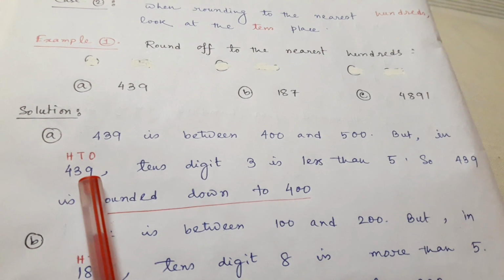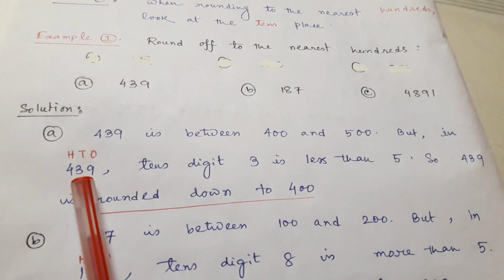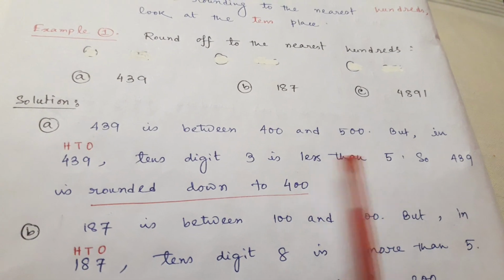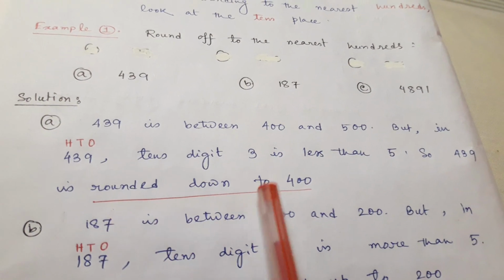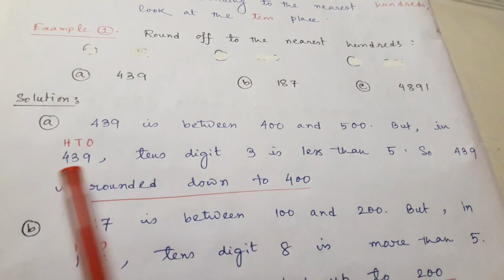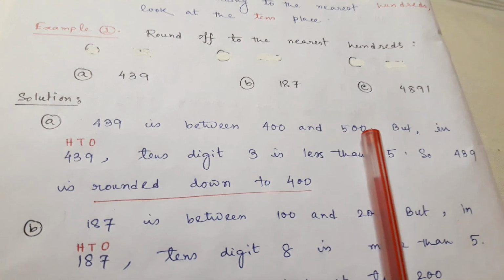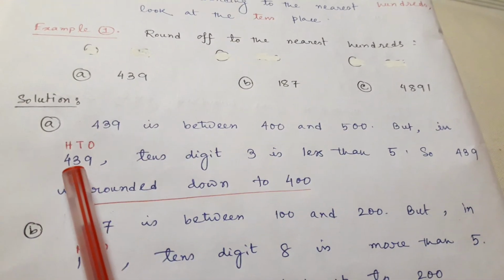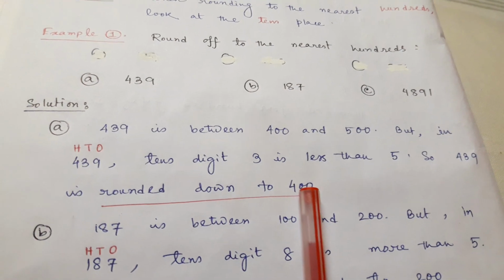Now in 439 we are looking at the tens digit. Here the tens digit is 3. Now see, tens digit 3 is less than 5. So when the digit is less than 5, the number is rounded down to 400. If the digit is greater than 5, then the number will be rounded up to 500. But here the tens digit 3 is less than 5, so we are rounding down to 400.